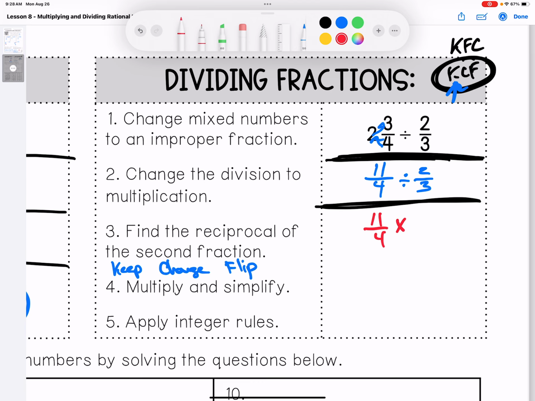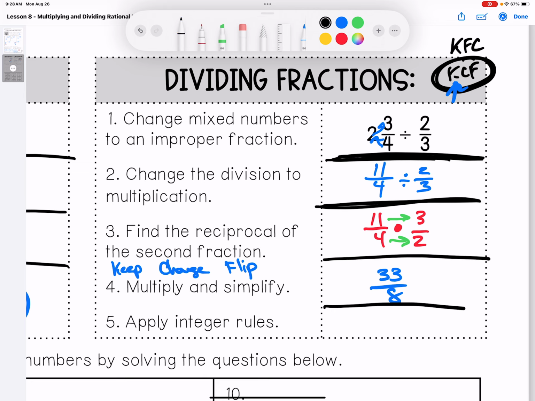Change the division to multiplication, which we don't use X's, Coach Bartman. He's done told you. And then the last one is flip it. Instead of 2 over 3, it's going to be 3 over 2. Now it's multiplication. Now we can do that. 11 times 3 and 4 times 2. That becomes 33 over 8.